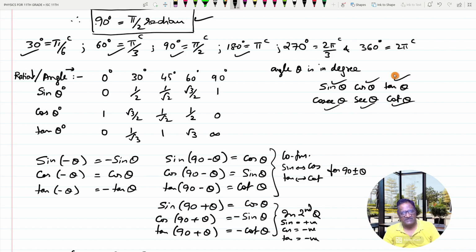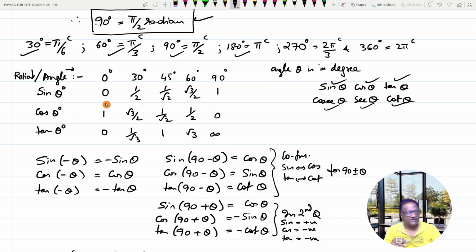Okay. So in trigonometry, you have 6 ratios, and these ratios, sine theta, cos theta, and tan theta, of certain basic angles like 0, 30, 45, 60, and 90 degree, the table has been given over here. Okay. So you have to somewhere remember the trick to remember this table. Okay. So sine of 0 degree is 0, sine of 30 degree is half, sine of 45 degree is 1 by root 2, sine of 60 degree is root 3 by 2, and sine of 90 degree is 1.